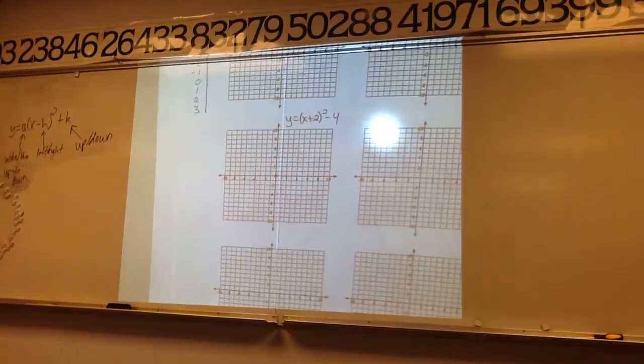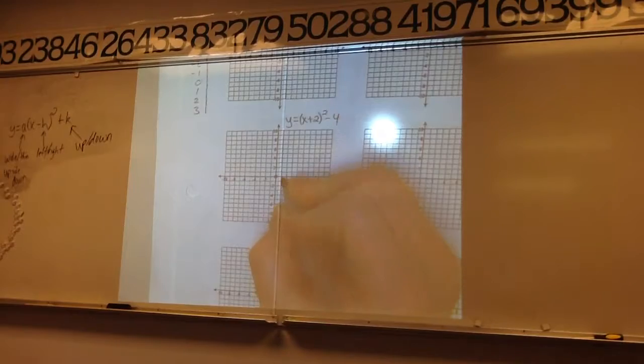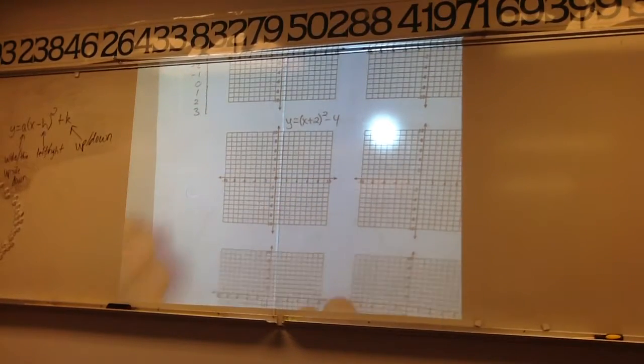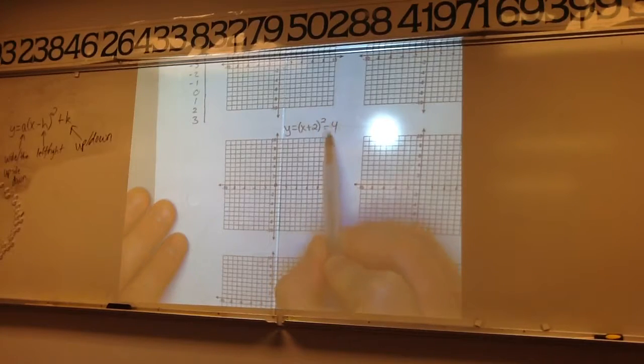What point would you get next? 1 plus 2 is 3. Or by 2's. How does this affect the graph? Left and right. That's left and right, and that's up and down, right?